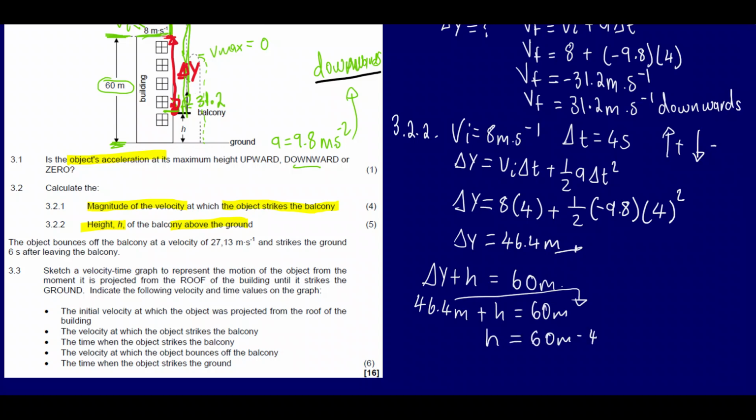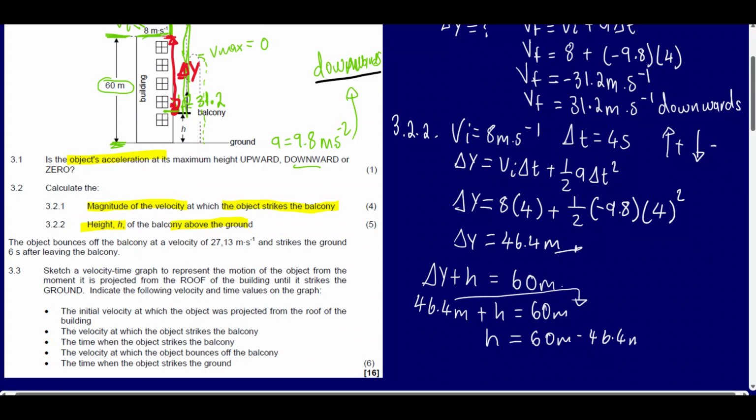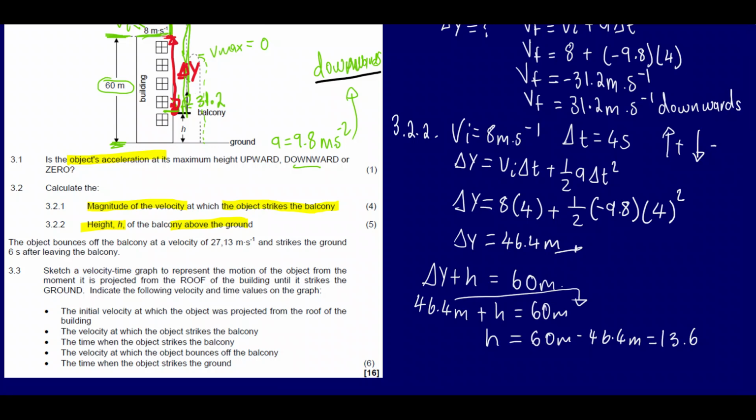Then we can transpose this that side. Then you'll see that h is equal to 60 meters minus 46.4 meters, which I think is going to give you 13.4 meters. So let's just double check that.